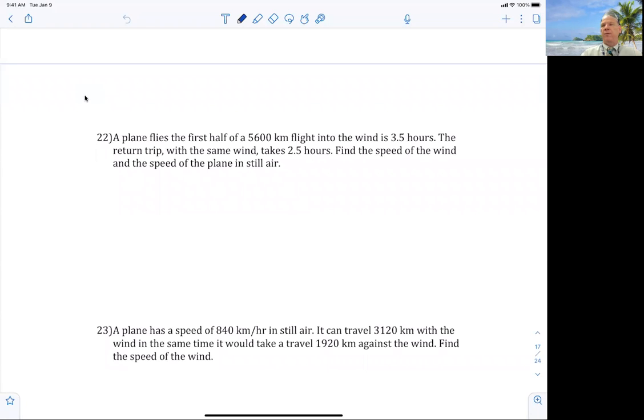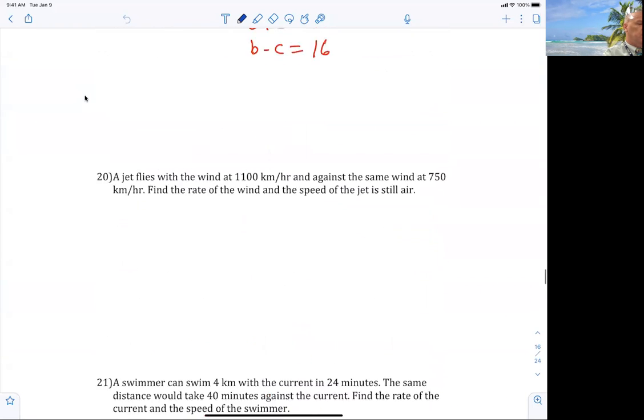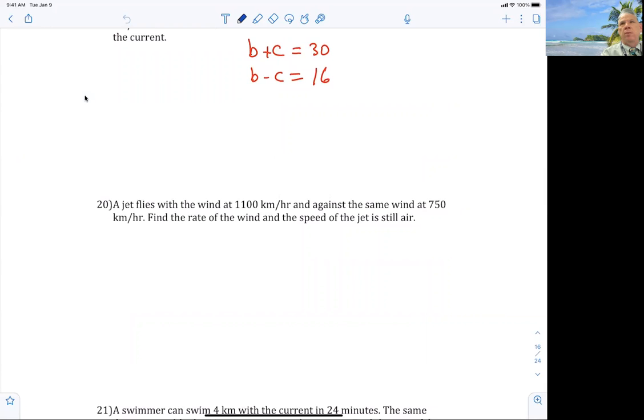All right, let's talk about a few of those word problems, and then we'll get to the last part of the systems of equations today. Bless you. Anybody have any questions with ones in particular they want to look at?